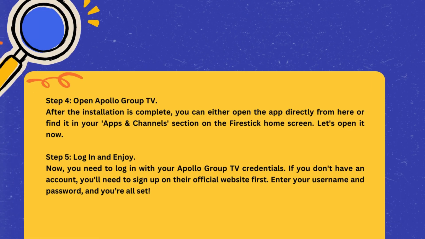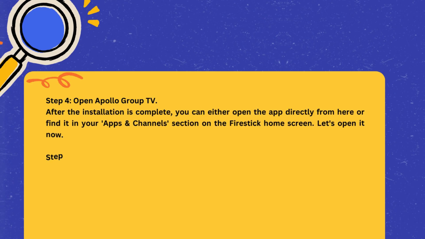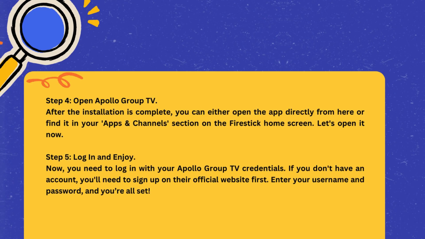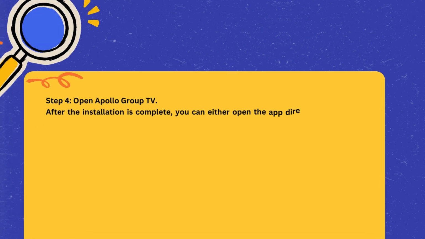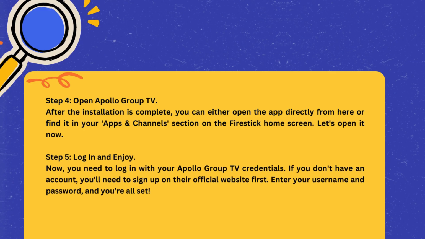Step 4. Open Apollo Group TV. After the installation is complete, you can either open the app directly from here or find it in your Apps and Channels section on the Firestick home screen. Let's open it now.